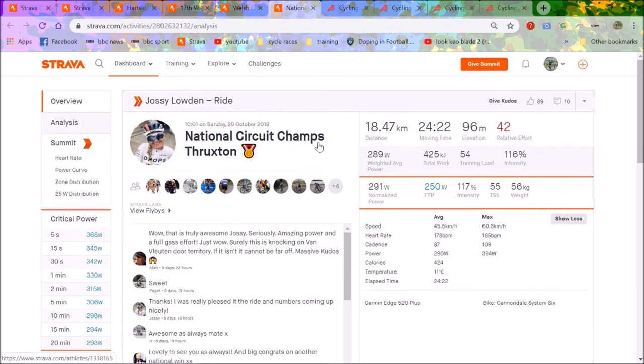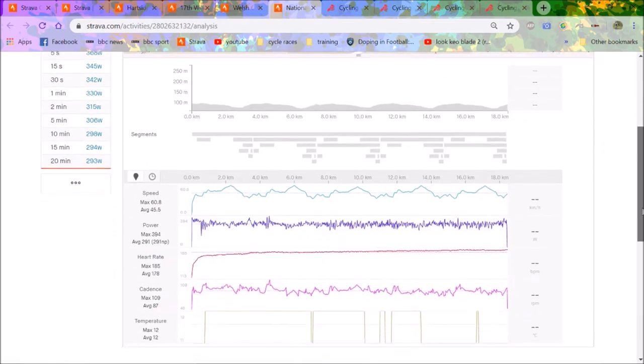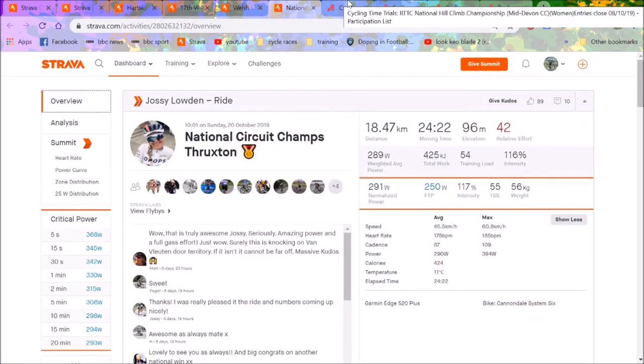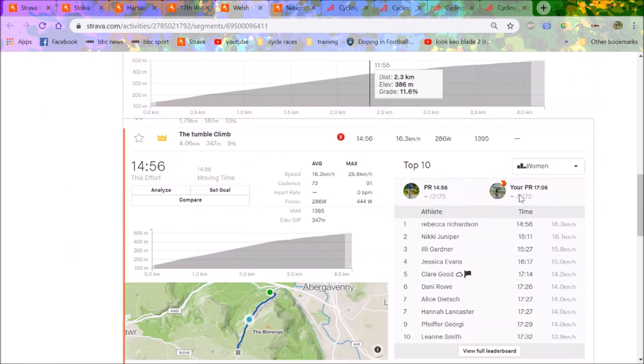I assume it's around Thruxton, so I haven't actually raced that. No, you can pedal around all the corners. But yeah, I think that is probably the best performance, looking through all the Strava data that I've found so far. I think Rebecca Richardson will do well, definitely.